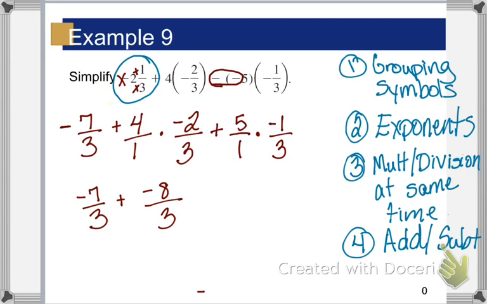So 4 times negative 2 is negative 8. 1 times 3 is 3. Okay? 5 times negative 1 is negative 5. 1 times 3 is 3.